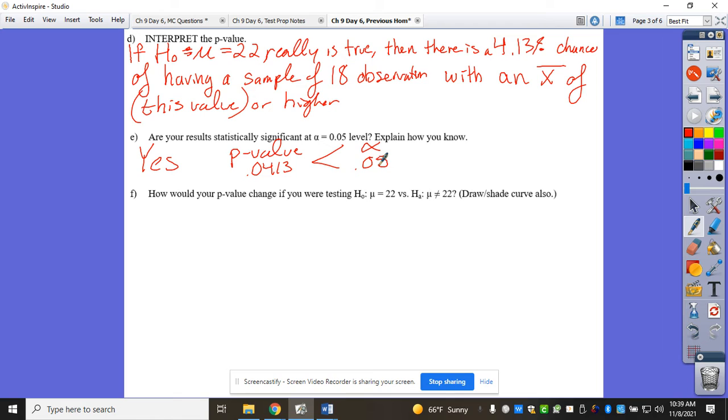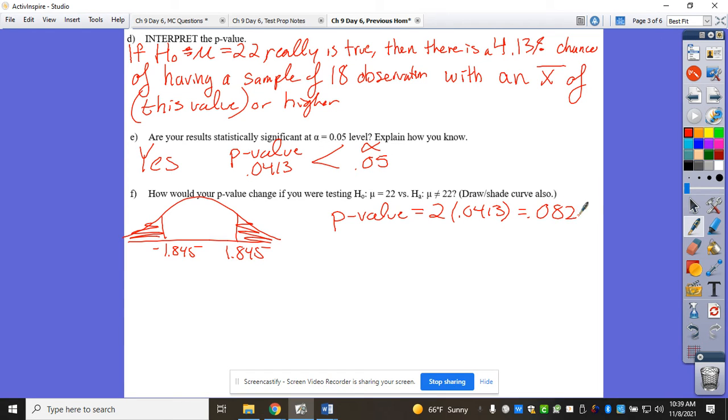How would your p-value change if you were testing the alternative versus being not equal to? It would double. And you can write that or write it in words, but I said also draw and shade the curve. So you multiply the p-value times 2. So our new p-value, just writing out that it would double would be fine. Or actually doing the math. Either one of those would work.